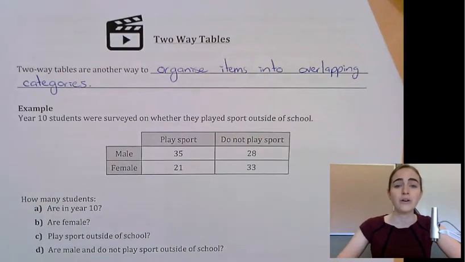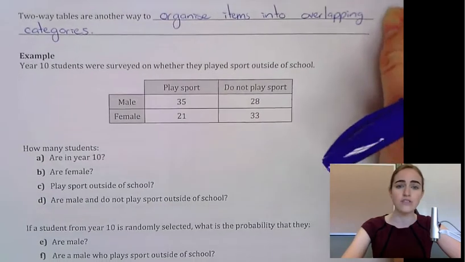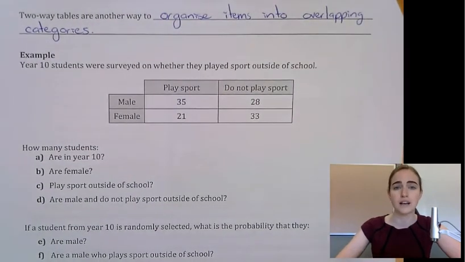In this video, we're going to have a look at two-way tables. So earlier we were looking at Venn diagrams. Two-way tables are another way to visually organise items into overlapping categories. So for example, we've got Year 10 students surveyed on whether they played sport outside of school.